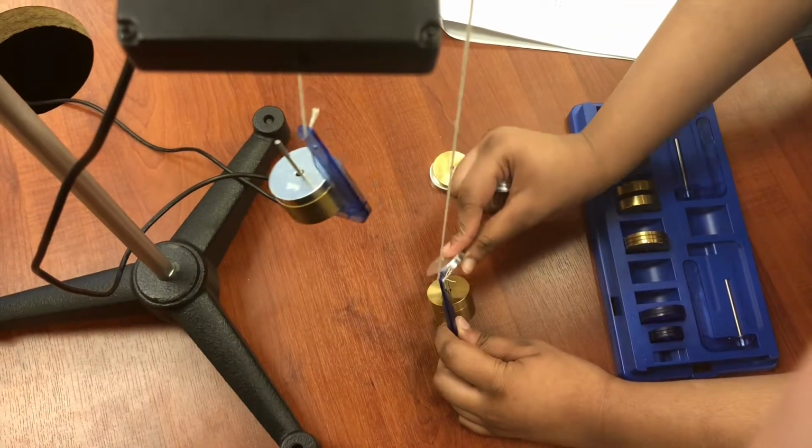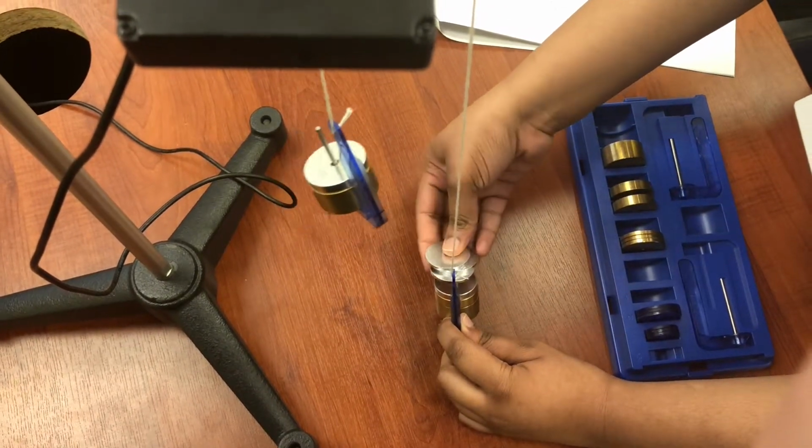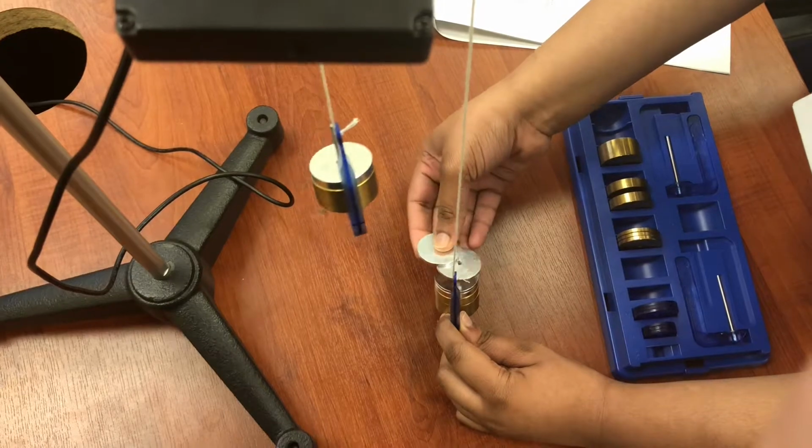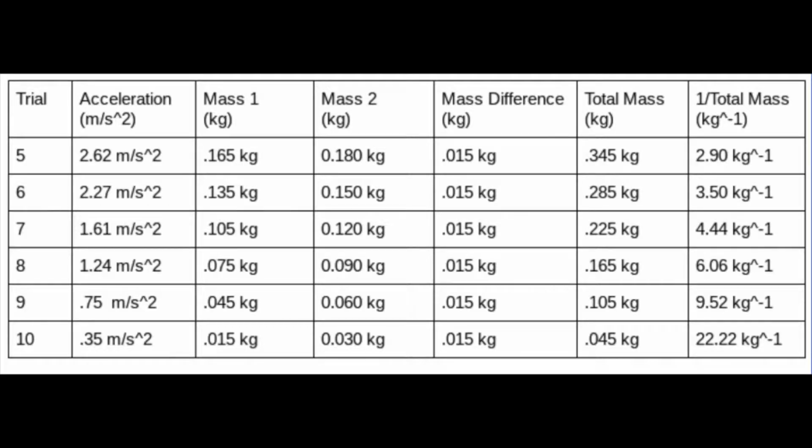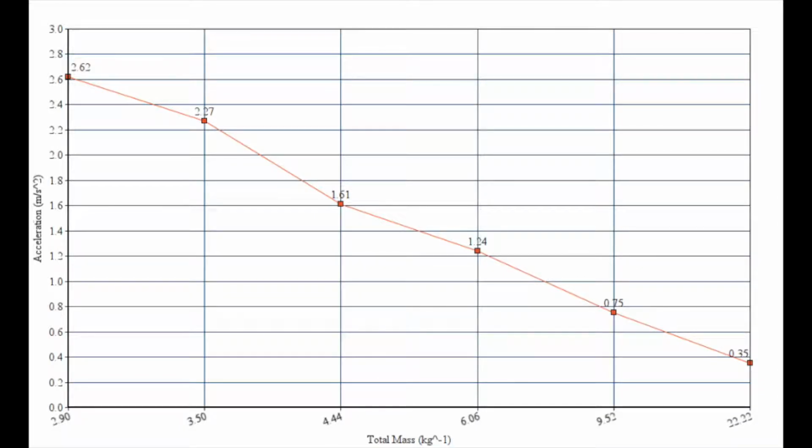In part 2 of the experiment, our masses began to decrease on both sides. Because of this change, our acceleration began to lower at a constant rate. This is our table based on the change of masses. As you can see, the acceleration kept decreasing throughout each trial. This is our graph based on the accelerations in part 2.